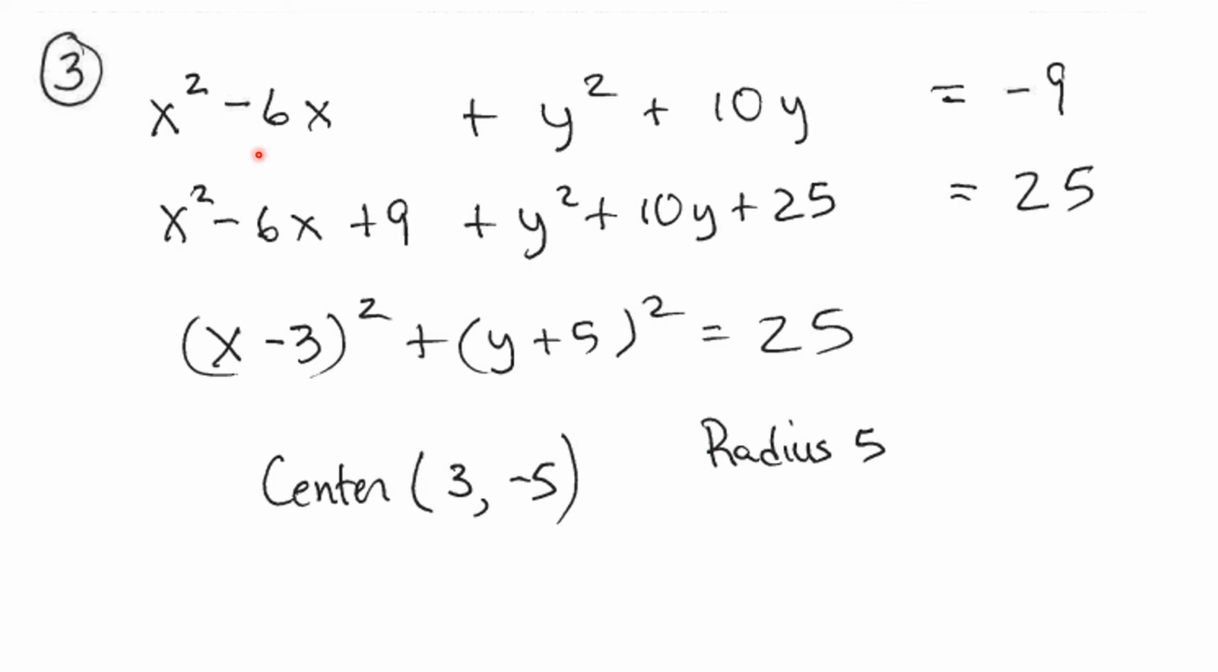We're going to be completing the square on the x by adding a 9, and completing the square on the y by adding 25 to both sides. And then we're going to observe that this is (x minus 3) squared plus (y plus 5) squared equals 25. That means the radius of this circle is 5 and the center is (3, -5).